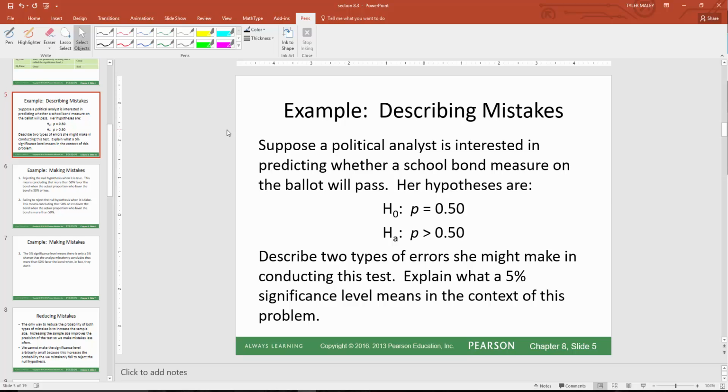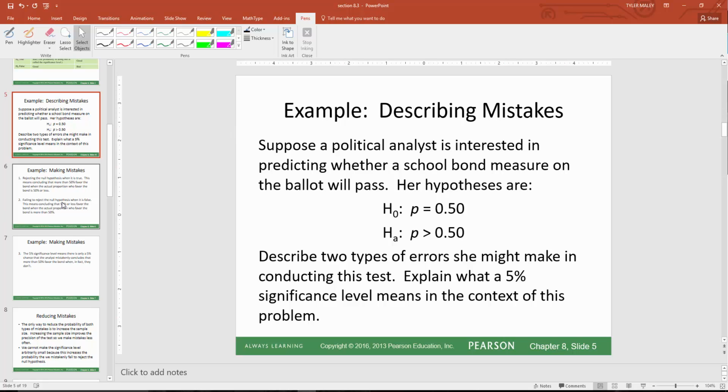So here's an example on describing mistakes. Suppose a political analyst is interested in predicting whether a school bond measure on the ballot will pass. So here are our hypotheses. Our null hypothesis is that the population proportion is equal to 0.5. The alternative hypothesis is that it's greater than 0.5, meaning that it would pass. So we want to describe two types of errors she might make in conducting this test, and be able to explain what a 5% significance level means in the context of the problem.